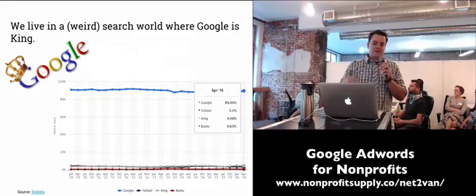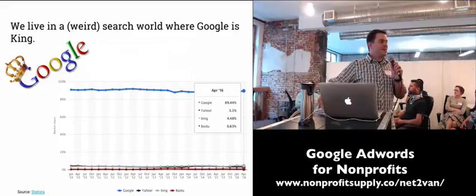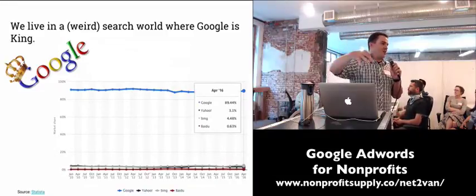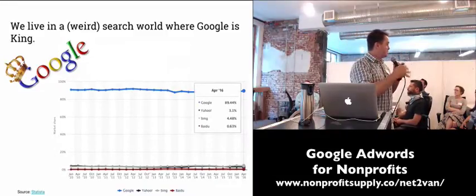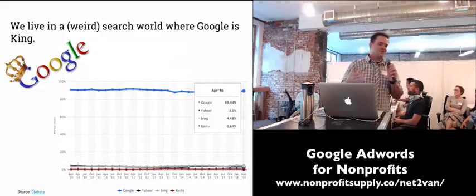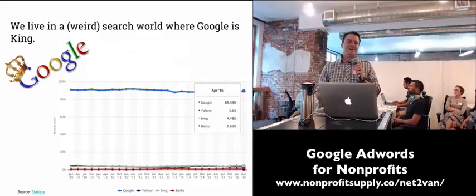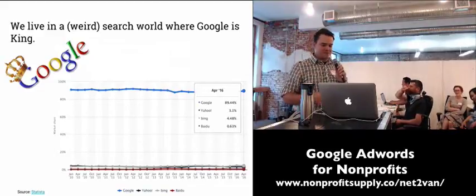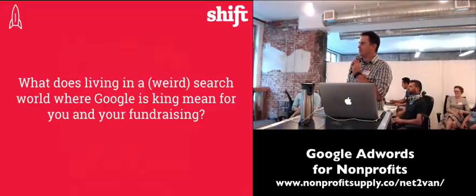We actually see real quality results with Bing, and we think it's because old people use Bing because it's on their Internet Explorer on their PC and they don't change it, but they're great donors. And so we see a lot of high value on Bing. So it's actually something we're looking into, Bing advertising. They just don't have the same kind of grant. But anyways, Google is king in search. That's what you need to know.